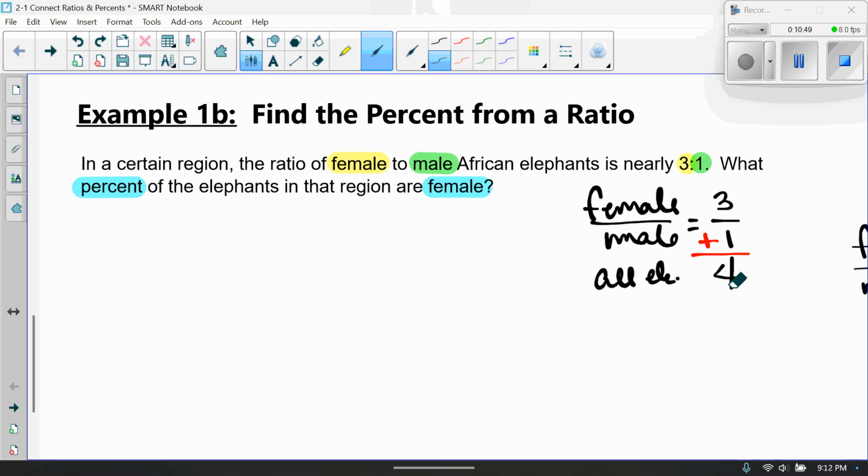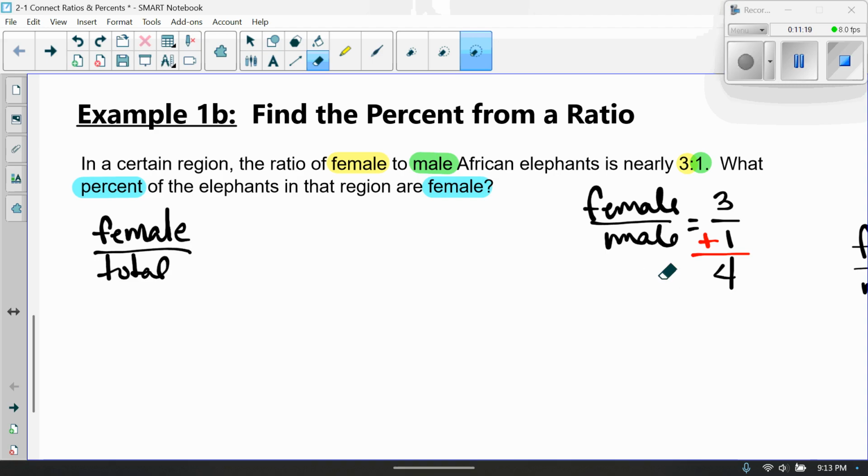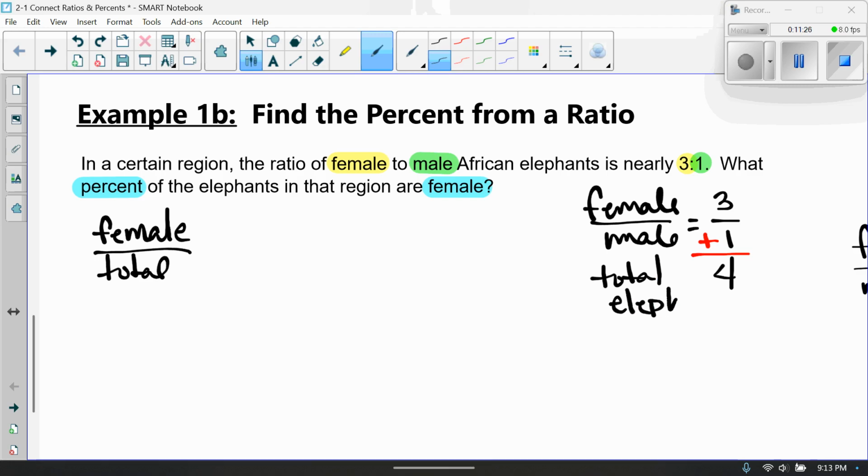Now, we want to know females to total. That's what we're looking for, okay? So we're looking for the percent of the elephants that are female out of all of the elephants in the region. So we're looking at female to total, to all of the elephants, okay? Maybe I'll just change this to say total elephants. That's 4, okay? So here, the number of females, and this is what we're trying to figure out.